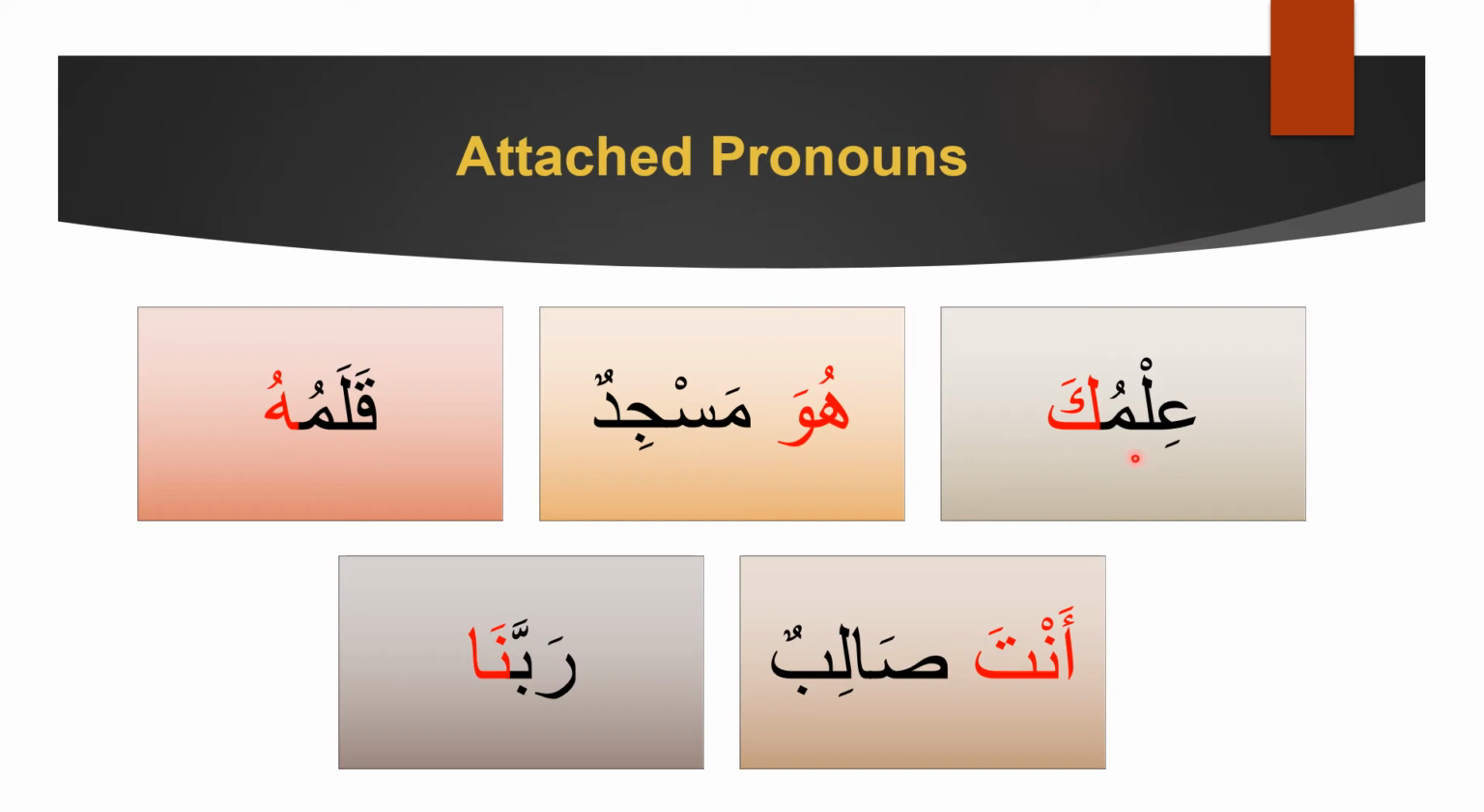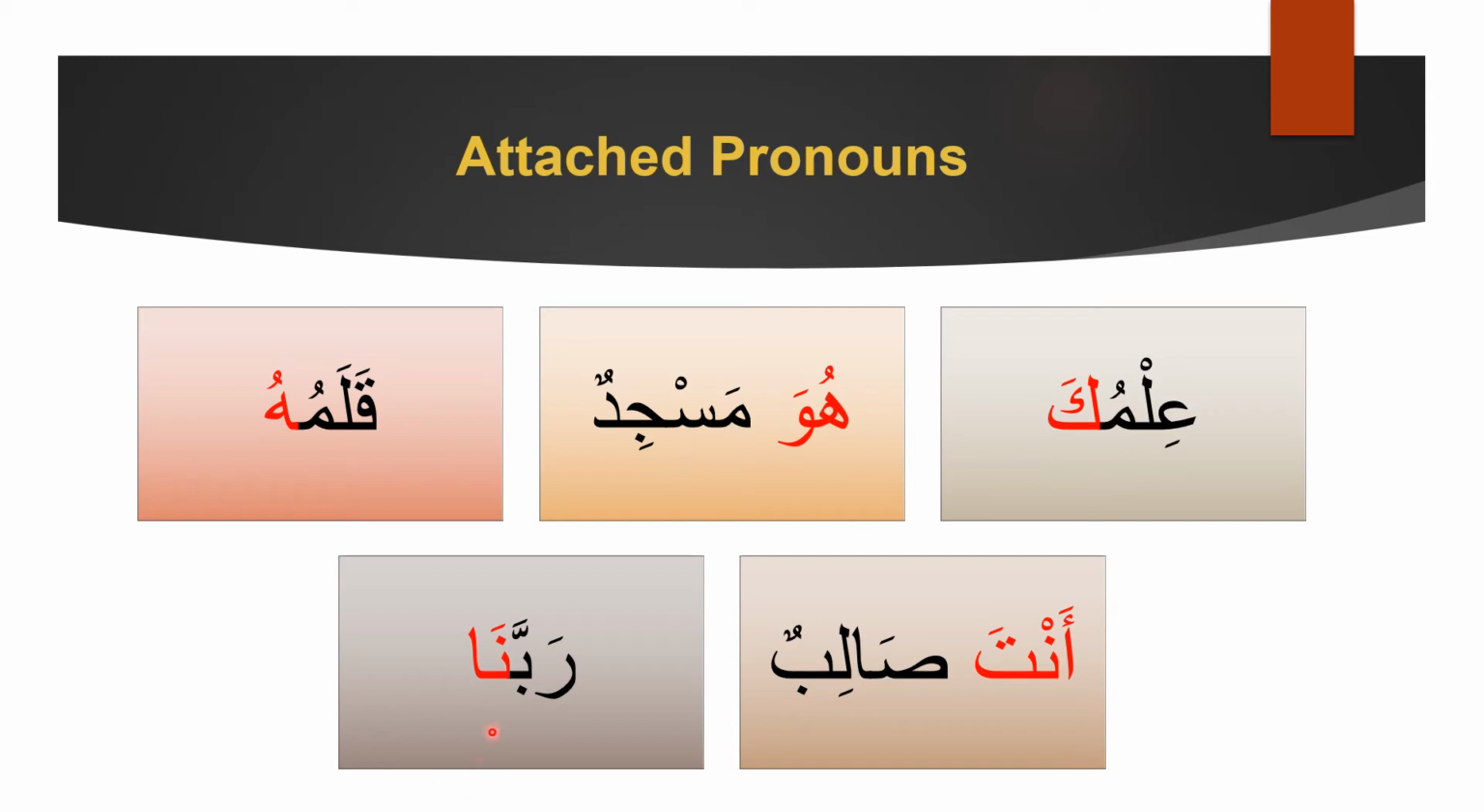Next, ilmuka anta salibun. Now look, ka and anta mean the same thing. But over here ka is attached and over here anta is not attached. So who is the original pronoun? Anta is the original pronoun. And who is the attached version? The one that's literally attached: ka.